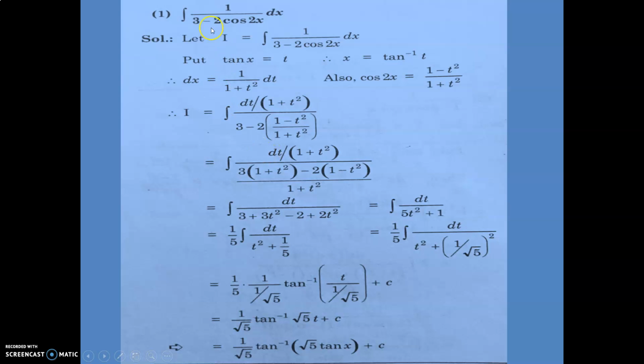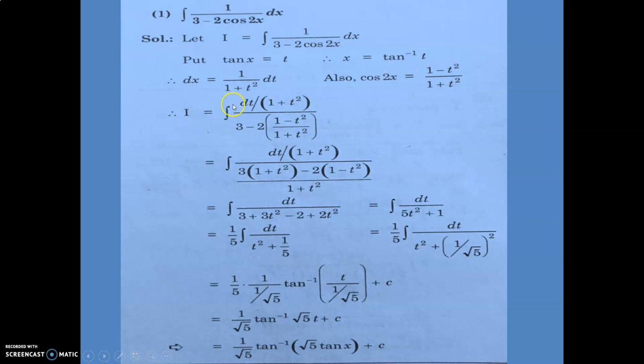Now, we'll solve one more question related to this one. So, integral 1 upon 3 minus 2 cos 2x dx. Let I is equal to the given question. Put t, cos 2x is given. So, put t is equal to tan x. Therefore, x is equal to tan inverse t. Now, dx is equal to derivative of this with respect to t, that is 1 upon 1 plus t square dt. Also, cos 2x can be written as 1 minus t square upon 1 plus t square.